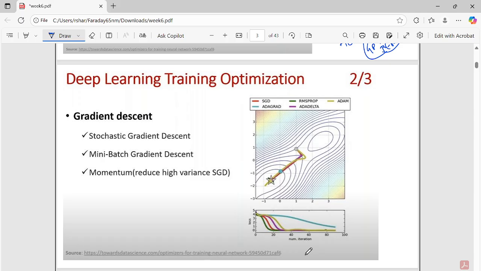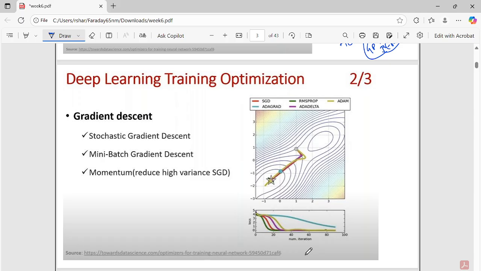So the next is stochastic gradient descent, where we use one random point to compute the gradient and update the parameters for every single sample. So it is faster and it can escape the local minima due to the randomness. But the disadvantage is it has high variance and converges less smoothly. So when the dataset is large and when speed is important, this is used.